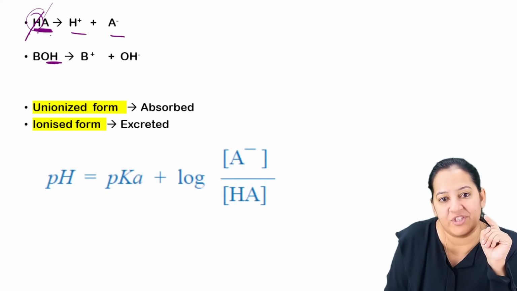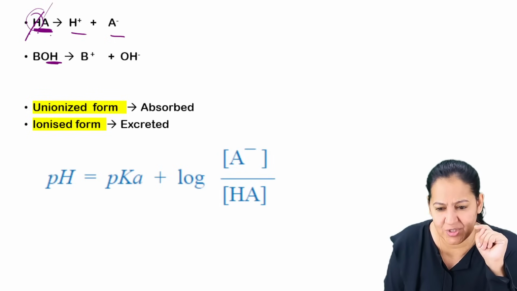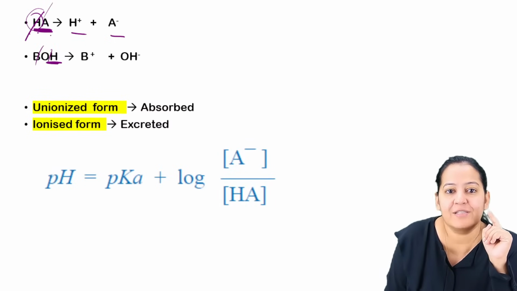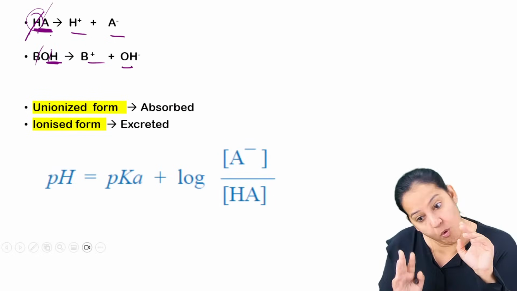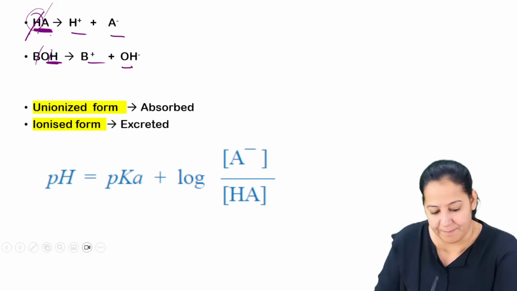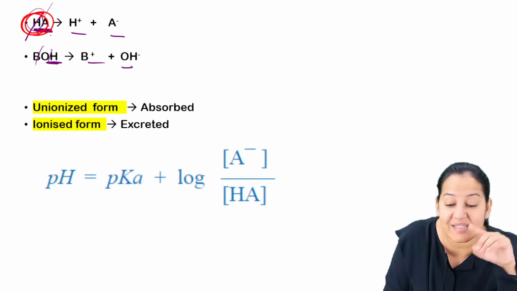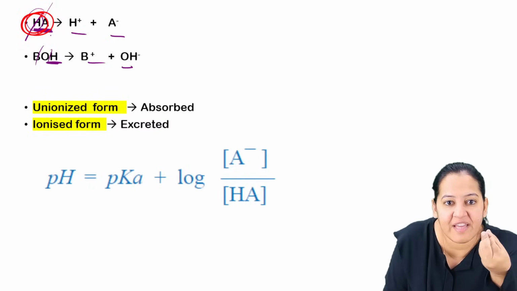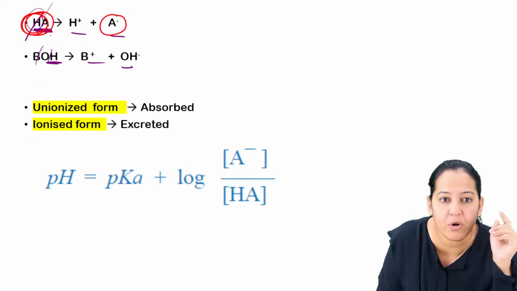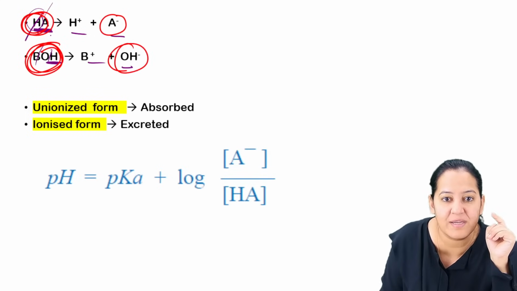All the bases have OH: NaOH, KOH. Just for your understanding. So it splits like this. Both the drugs, whether the acidic drug or basic drug, have two forms. Please understand. Whenever they are complete, it is known as unionized. And whenever they get split, it is ionized. Here also this one is unionized and this one is ionized.